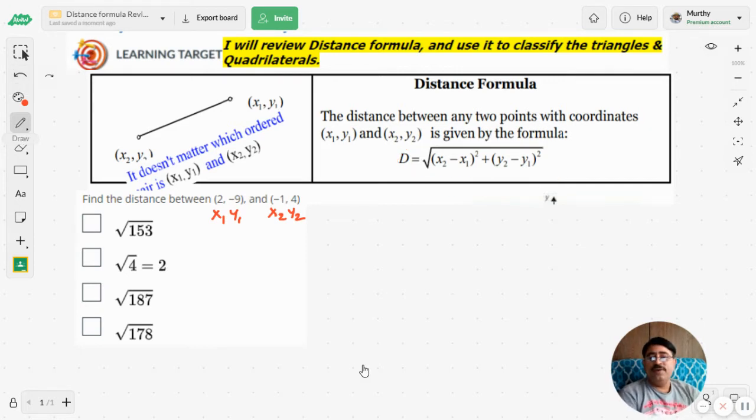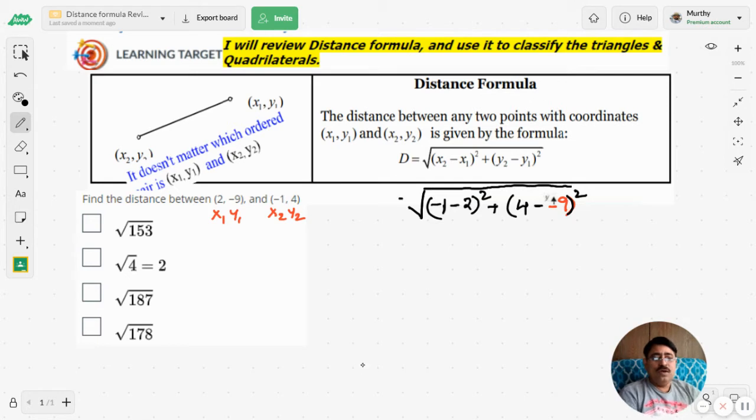So let me write that the value of x2, I see that it is -1. You have to be really careful with these signs. Subtract x1, I see that it is 2, whole square, plus y2. I see that y2 is 4. Subtract y1, which is -9. As I mentioned before, you have to be careful with these signs. So it is -9 whole square, under the square root.